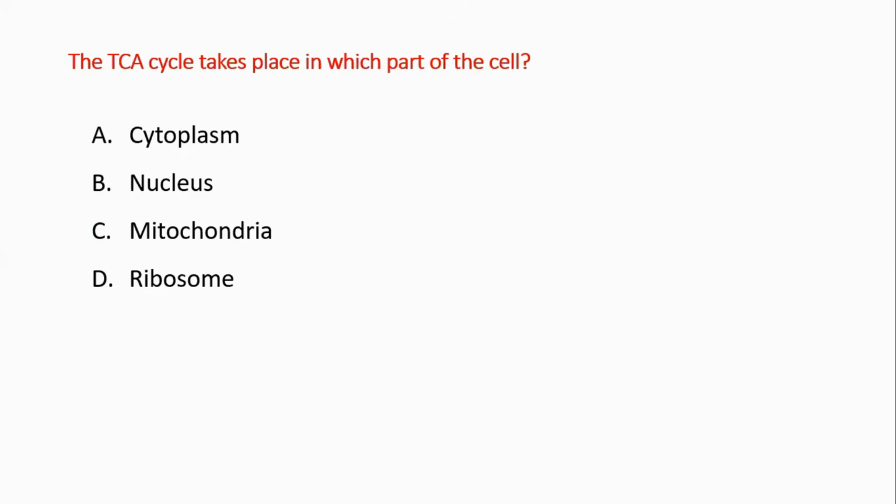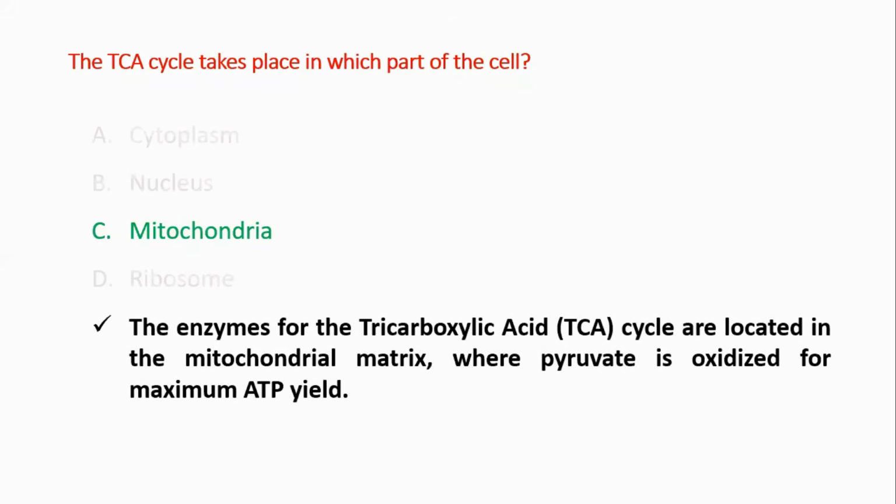Next question, the TCA cycle takes place in which part of the cell? Where does the TCA cycle occur? The options are cytoplasm, nucleus, mitochondria, and ribosomes. Yes, you're guessing it right. Right answer is mitochondria. The TCA cycle occurs in the mitochondrial matrix.